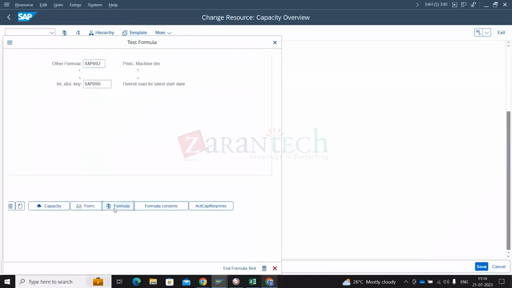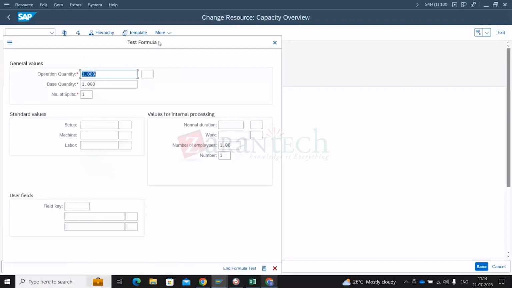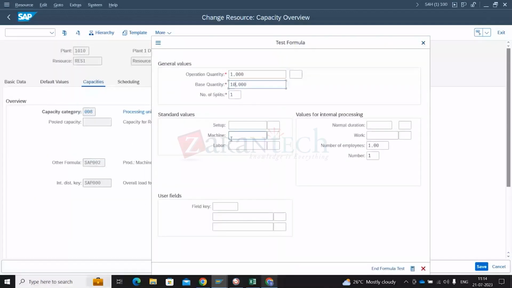Now, once we want to test the formula, and this is how even the planning engine will test the formula, then we have to tell it that, okay, I want to produce 10 base quantity. So the machine would require 1 hour. So it is as simple as 10 base quantity, 1 hour. Then if my requirement is 2400 base quantity, operation quantity, then how much time would it need? That's what I want to ask.